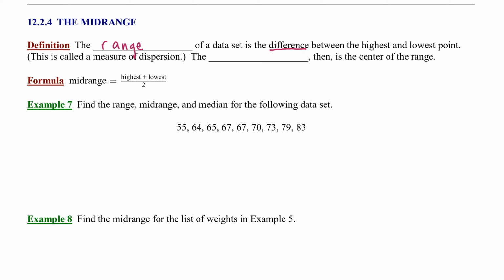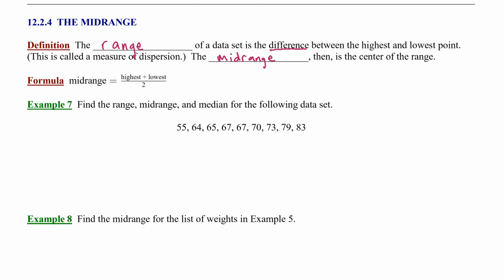How is the data spread? We'll study that in more detail in section 12.3. But once we understand the range, then we can figure out another measure of central tendency called the mid-range. The mid-range then is the center of the range, and we're going to calculate it as a midpoint. So the mid-range is the highest plus the lowest divided by 2. So it's the average of the highest and the lowest data point.